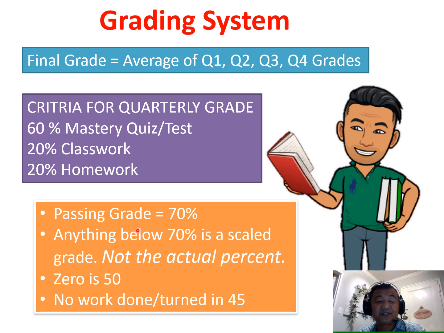Okay? And the passing grade is 70. Anything below 70 is scaled. It's not your real grade. It was adjusted because we're not allowed to give a 30 or a 20 or a 10. Okay? 0 means 50. That means you got 0. And no work done, nothing was turned in, that's a 45.